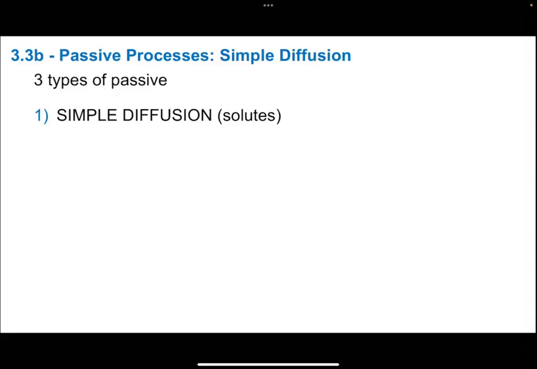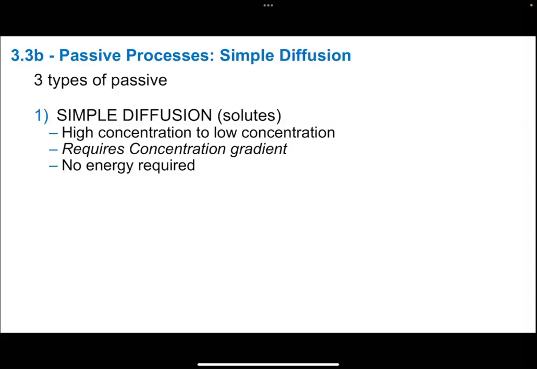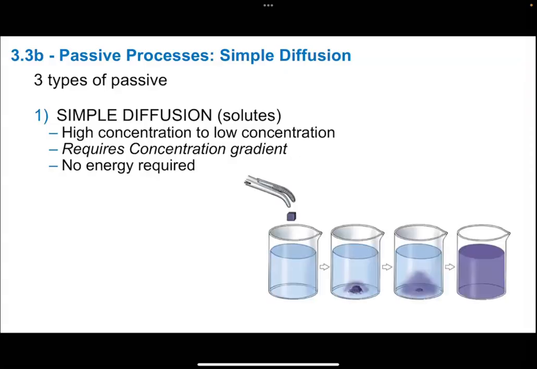And so simple diffusion involves solutes going from a high concentration to a low concentration, which is what I talked about on the introductory slide of this concept. So this is going to require a concentration gradient. You're going to have a difference of molecules across the membrane in order for them to come across.